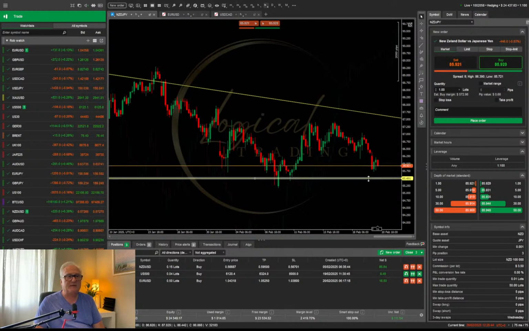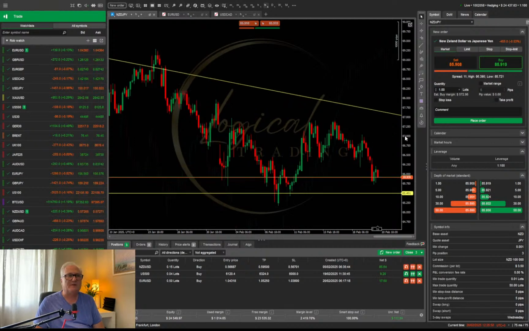I would wait for it to get down to this support, give me a triple bottom, maybe give me a green candle to the upside, giving me a long trade. Other than that, it breaks through here, closes below this, and starts heading to the downside, and then you've got a short. But that's about it for New Zealand dollar, Japanese yen.